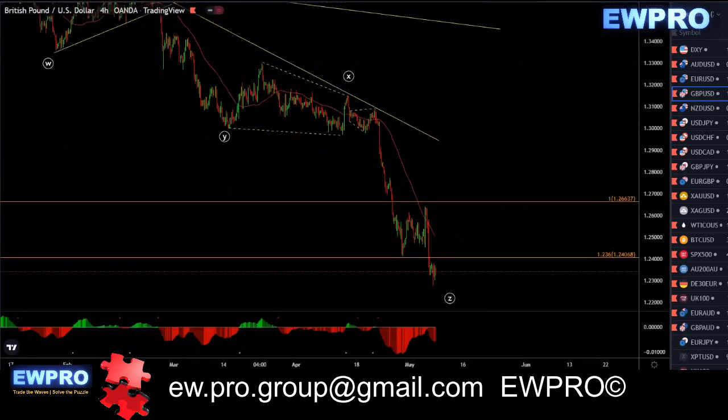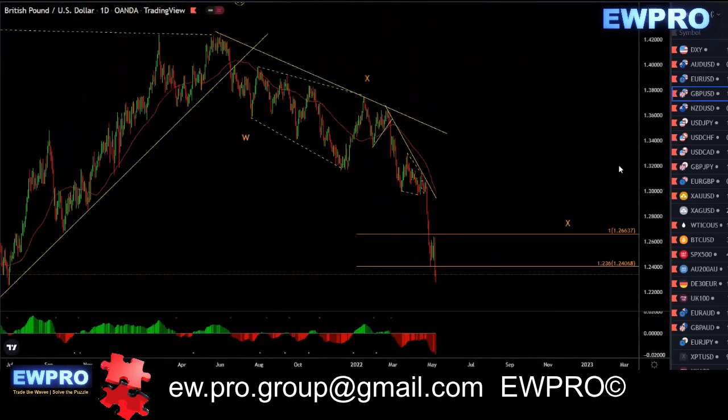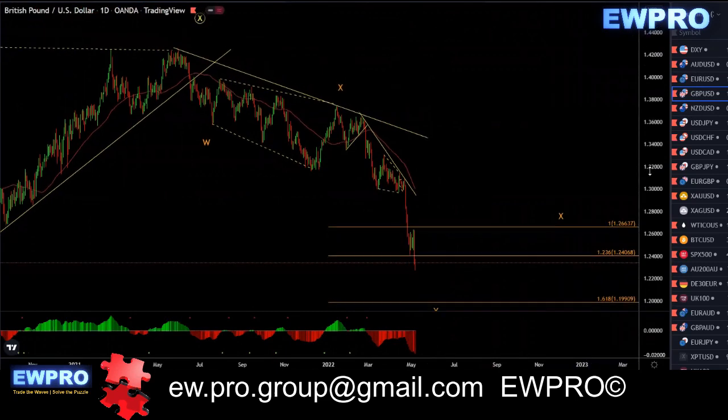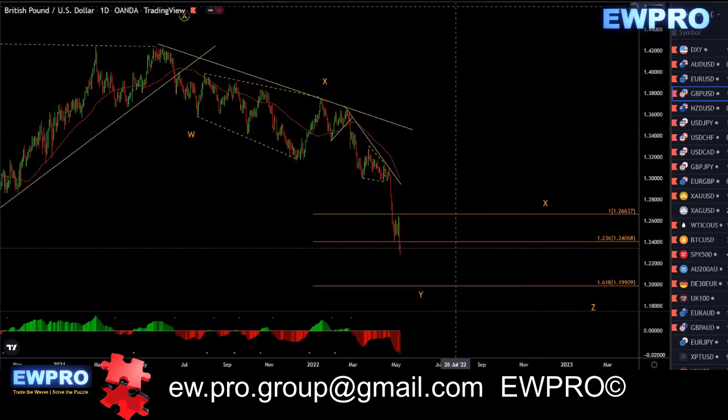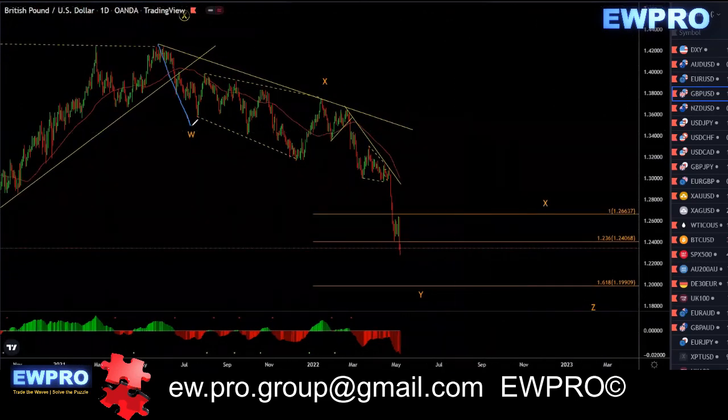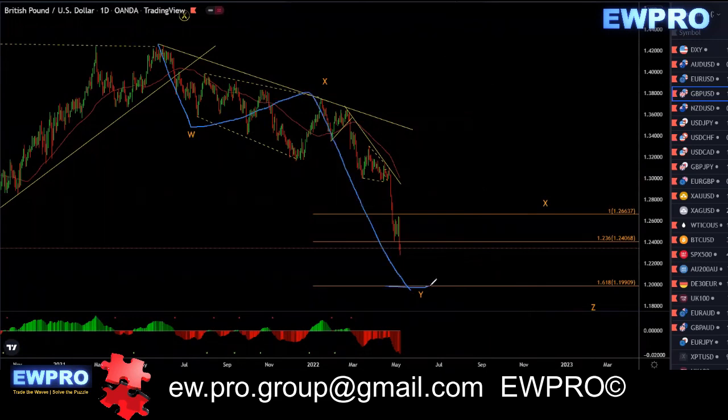GU on the daily. Nothing's really changed. We've got a WX wave Y. We can still get down to that 161.8 like I've mentioned. Then we'll be looking for the X2 and then a Z down.